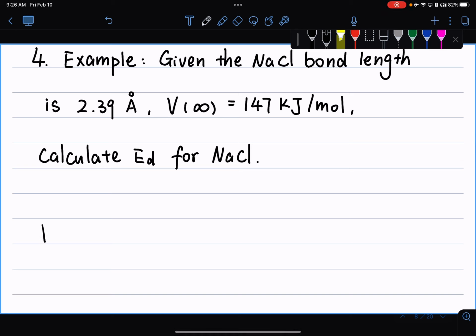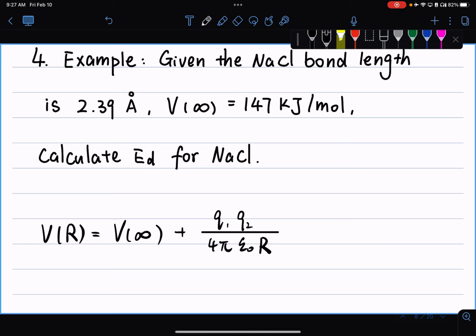So again, this is what we had before, right? We have VR equals, well, let's just say V infinity plus the electrostatic stabilization, Q1 Q2 over 4 pi epsilon naught R. So note that this V infinity here has a unit of kilojoule per mole. So we're talking about the V infinity for 1 mole of sodium chloride. So here we need to add the Avogadro number, which is a constant. All right, I'm not going to do the plug-in numbers with you, but again, here are the things.